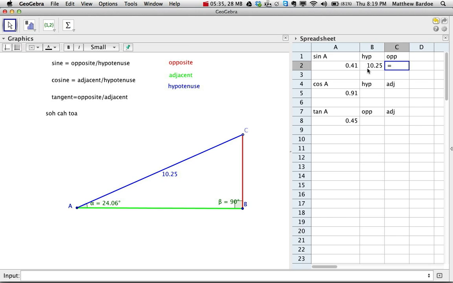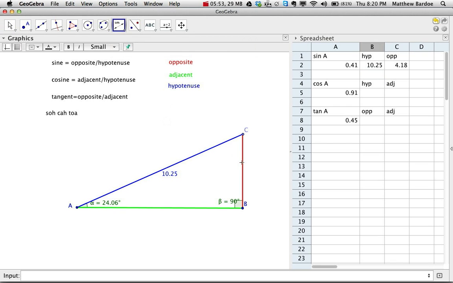So if I take 41% of 10.25, I should get the opposite. So I'm thinking that based on the ratios of sine and cosine and tangent, the opposite will be about 4.18. Let's see if that works its way out. Oh, yep, it totally was. It was 4.18. Hooray!